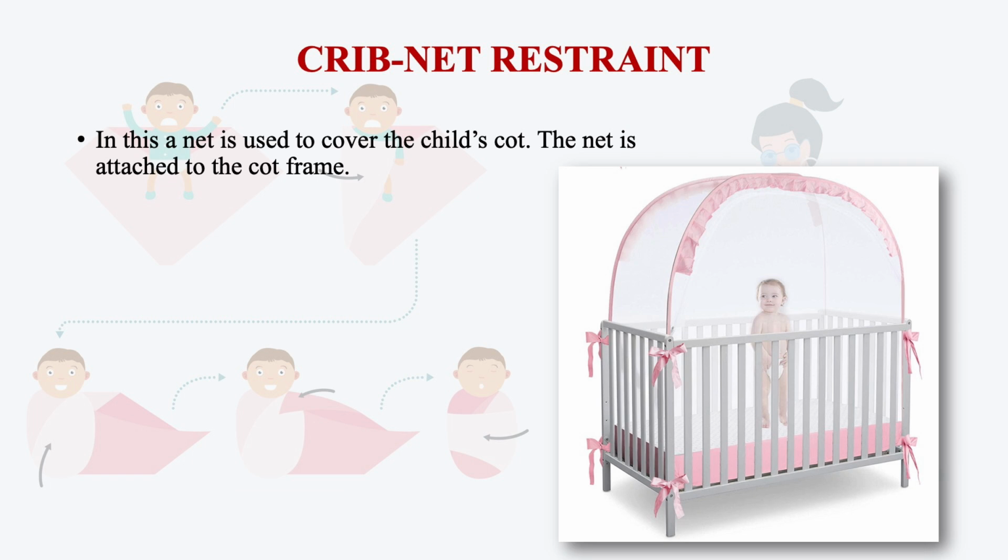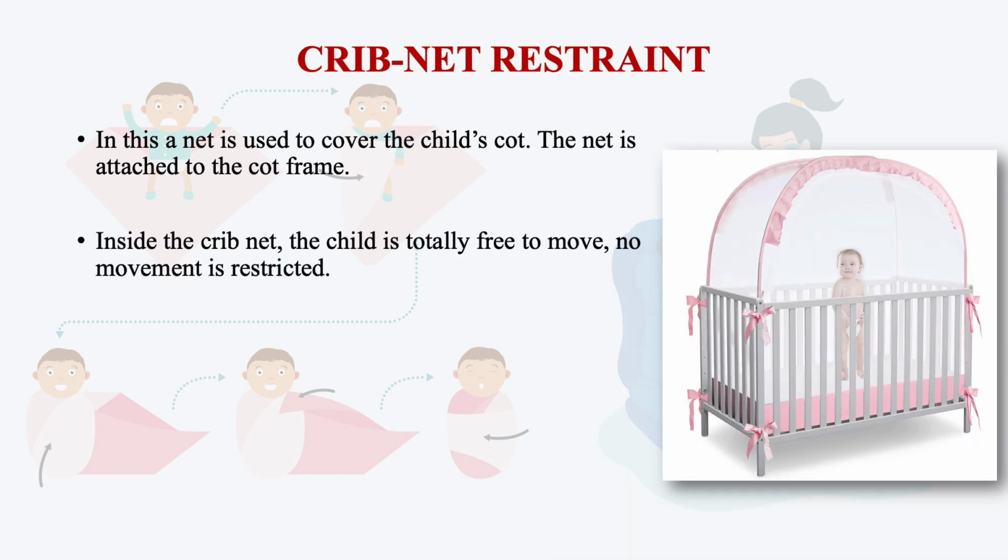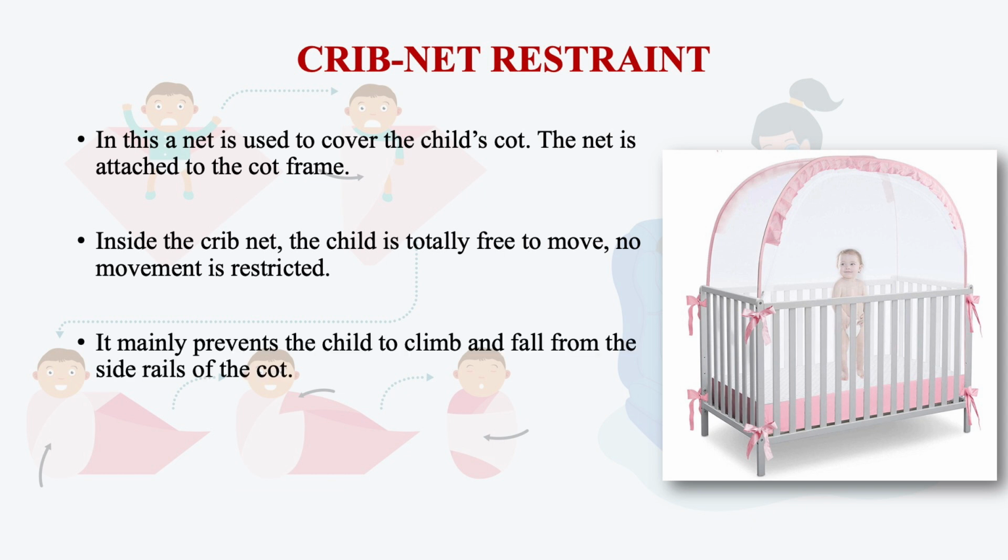Crib net restraint. As you can appreciate in the picture, a crib net is a net used to cover the child's cot. The net is attached to the cot frame. Inside the crib net, the child is totally free to move. No movement is restricted. It mainly prevents the child to climb and fall from side rails of the cot.